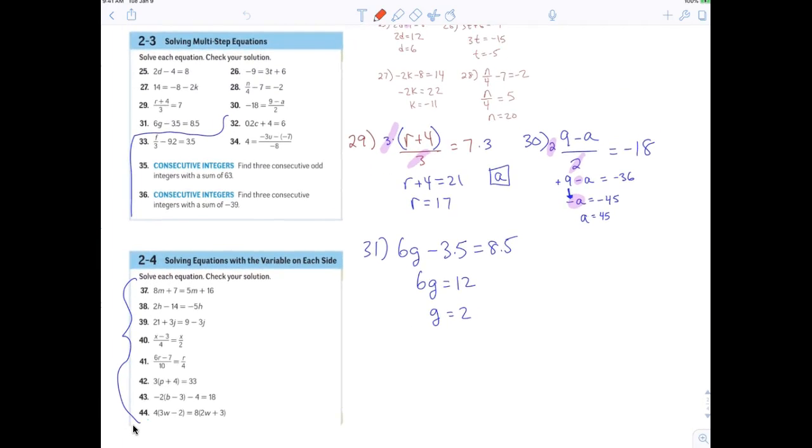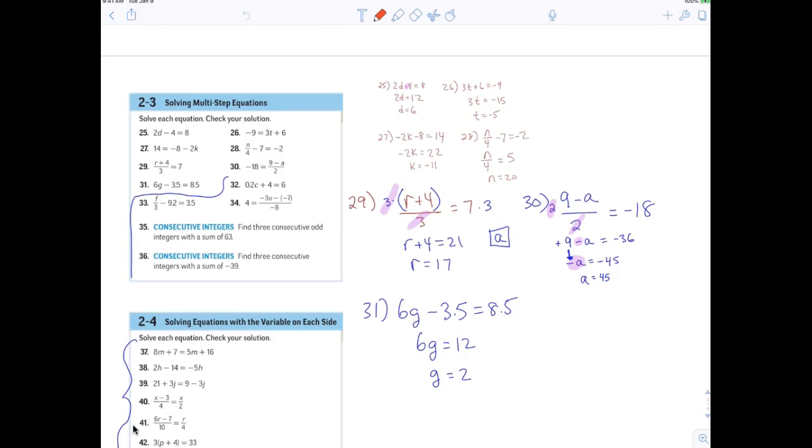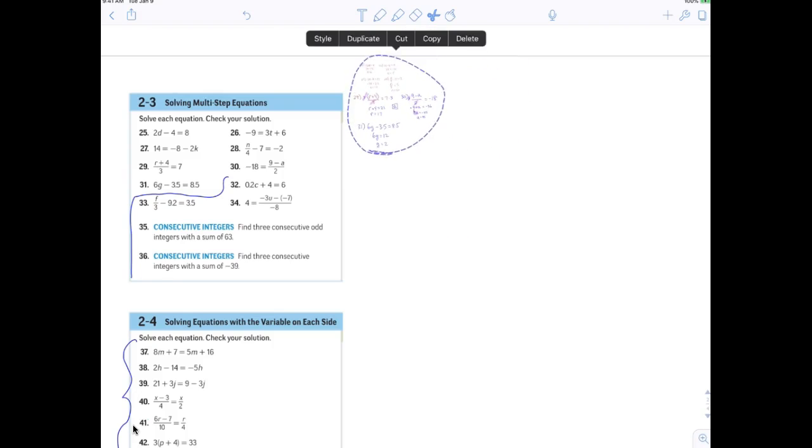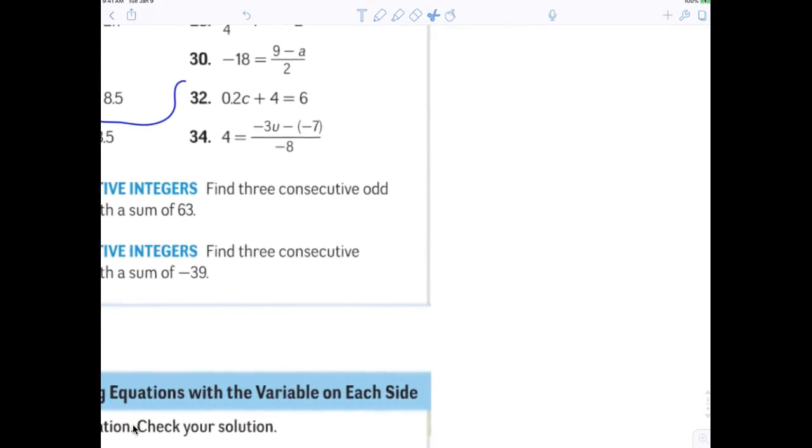And what I want to do is, like I said, the reason why I like Notability so much is because I can just take this and just shrink it down out of the way. So if I need, I can come back to it. And now I can just start over right here so I can see 32.